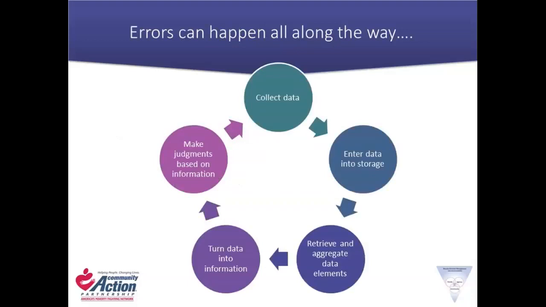And so these errors that result in faulty data can happen along the way. They can happen when we collect data from the primary source. It can happen whenever we enter data into the storage apparatus. It can also happen whenever we retrieve and aggregate those data elements. It can happen during the analysis process when we turn data into information. And then it can happen also whenever we make judgments based on information. And so it's also that domino effect through that cycle that can make it worse on the other end.